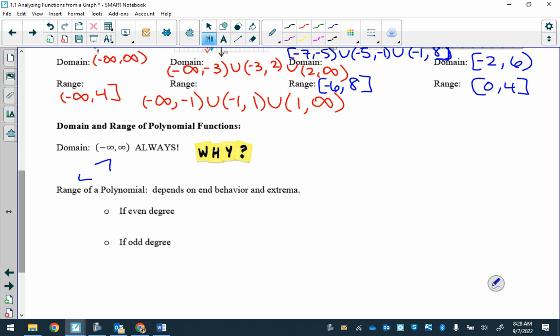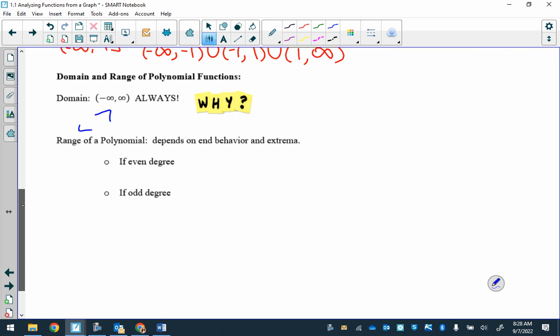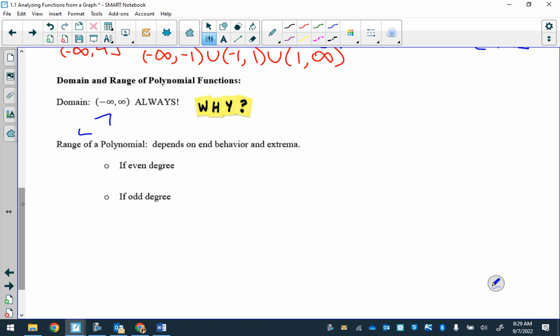Now, if we had a look at the range of a polynomial, it depends on the end behavior. So I want you to think of an even degree, like quadratic, quartic. What would the range be? If you could put it into words, what would the range be?